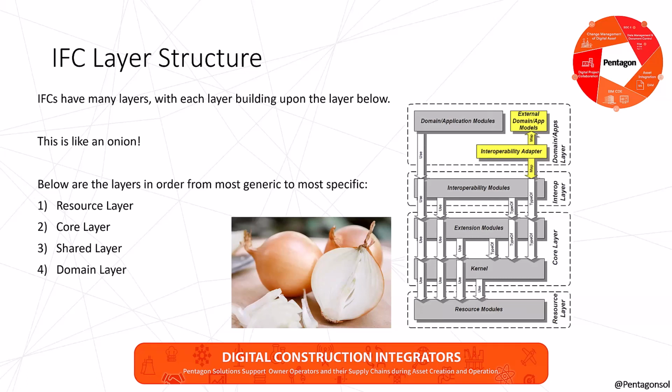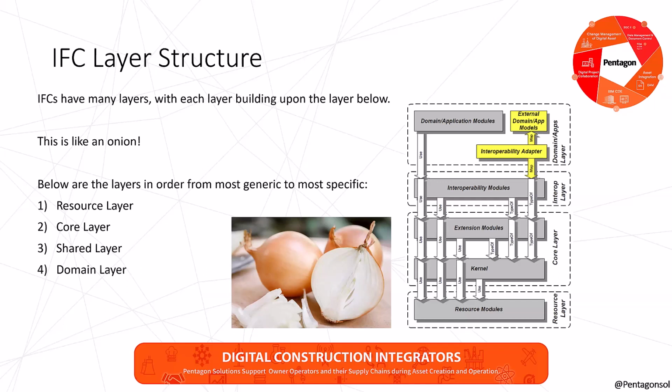So we've first got our resource layer, which is our base or our building block. So it's the basic building blocks of the IFC, such as unit definition, shape geometry, date and time description. So very generic. Then we've got our core layer. The core layer is also quite generic, which brings in basic objects such as property sets and different types of relationships, which can apply to any industry.